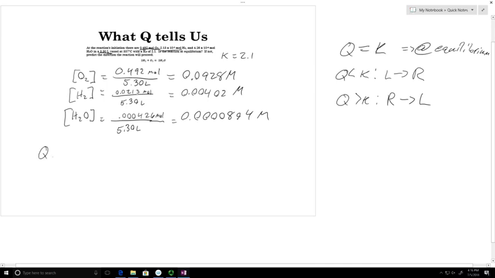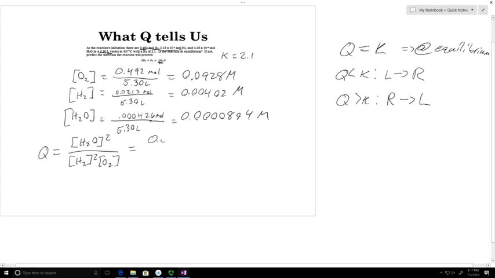So again, Q is going to be products over reactants, and our product is water. So we've got H2O, and it's raised to the second power, as you can see right here. And then we have our reactants, H2, also raised to the second power, and O2. And then we just plug in the values.